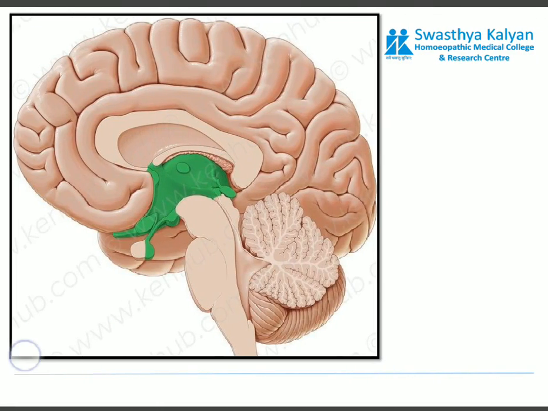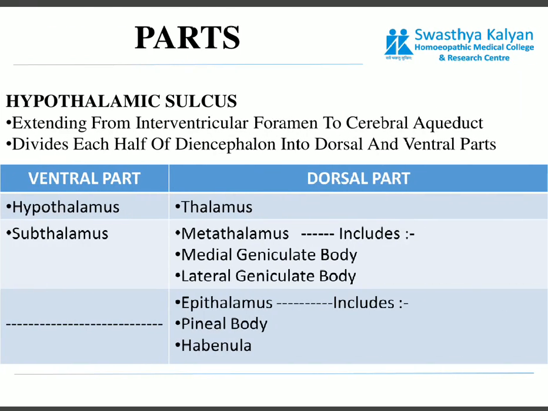Now this is a sagittal section, and we can see that the diencephalon forms the greater part of the cavity of the third ventricle, and it is a middle structure located in the middle part of the cerebrum. Because of the hypothalamic sulcus, the entire diencephalon is divided into various parts.